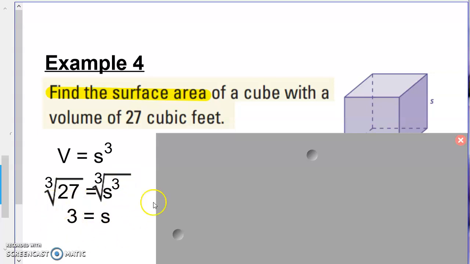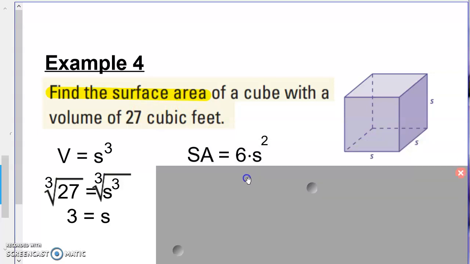Now, using that side measure, I want to find the surface area. Well, back when we found the surface areas of cubes, the formula was 6 times side squared, because you find the area of one side, and then you times it by 6 because there are 6 sides. And to find the area of one side, you would just do side times side, or side squared.